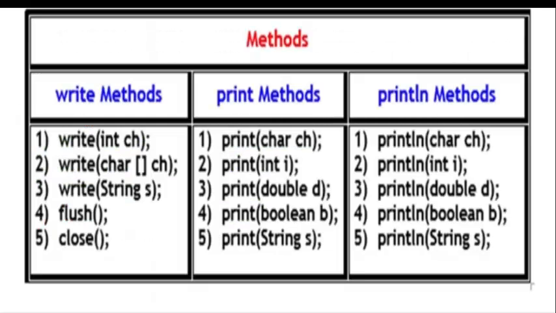Now if you look at the methods we have here, the write methods are write int, char array, string, flush and close, and with the print method also we can print char ch, int i, double d, boolean b, string s, and println methods also. I've got all kinds of stuff here.